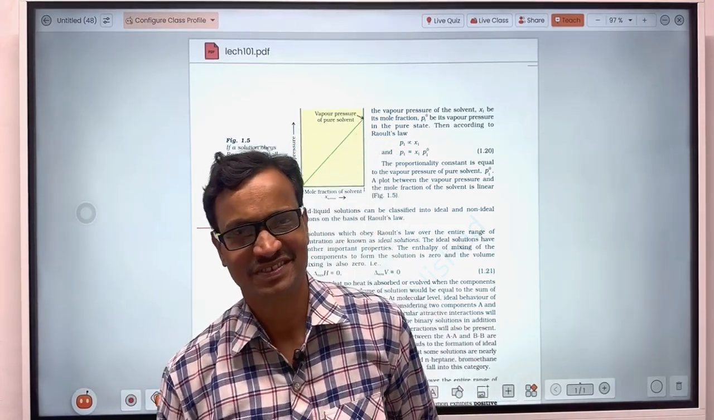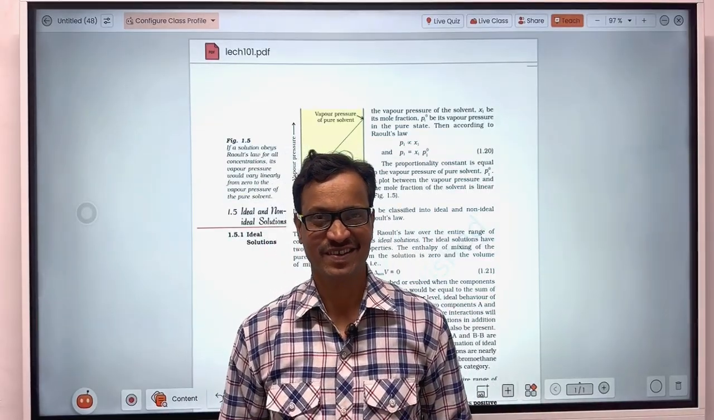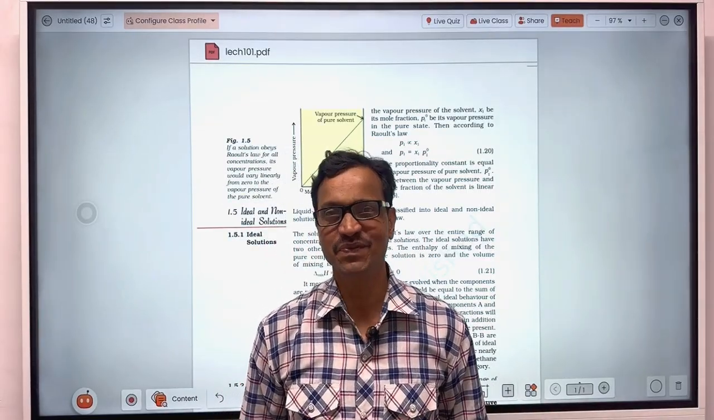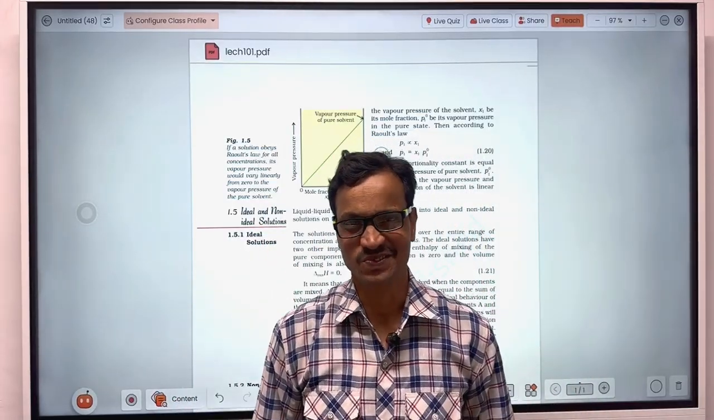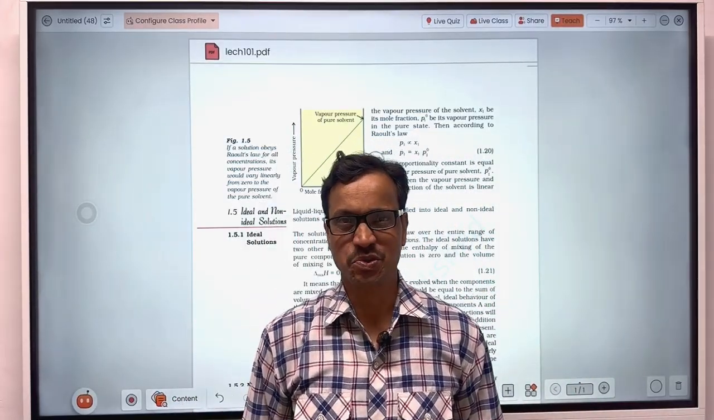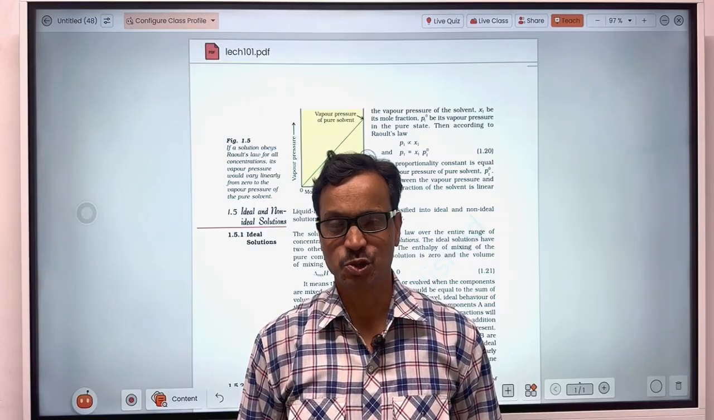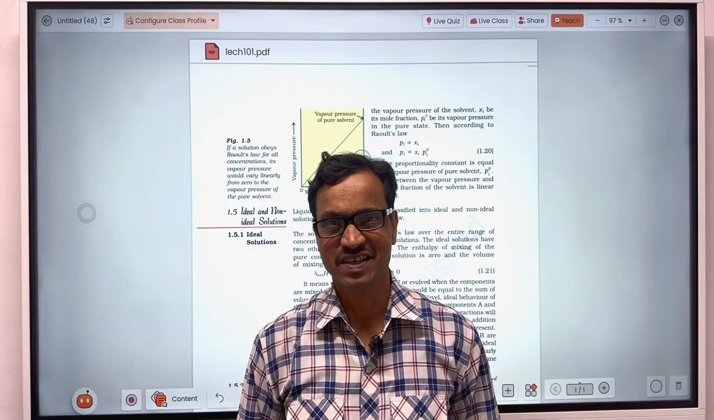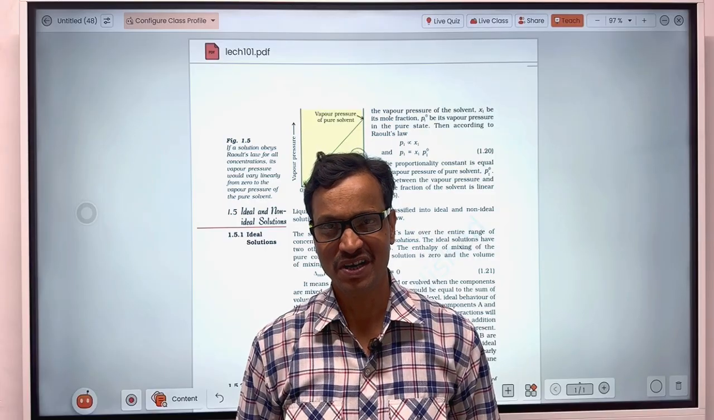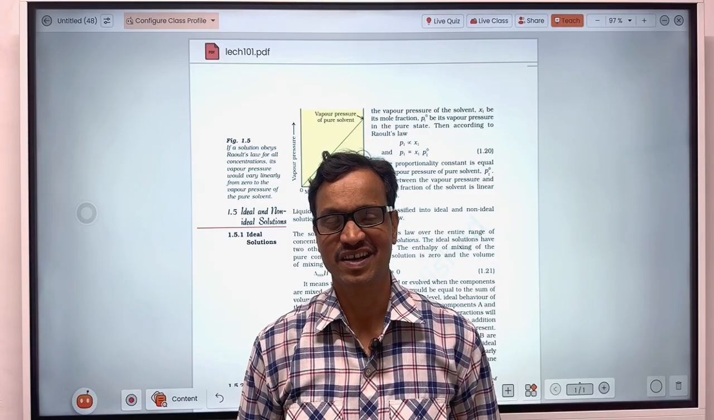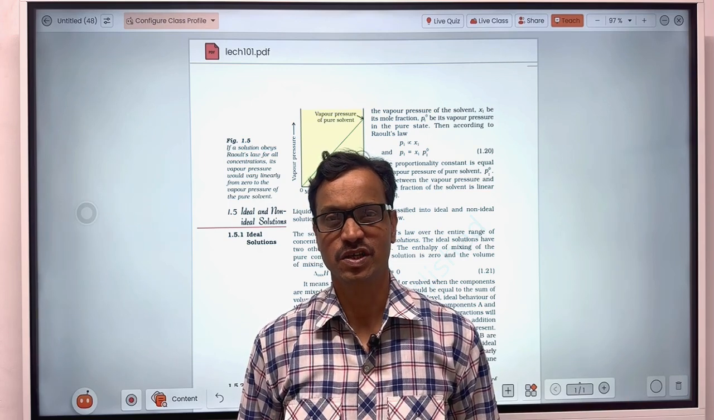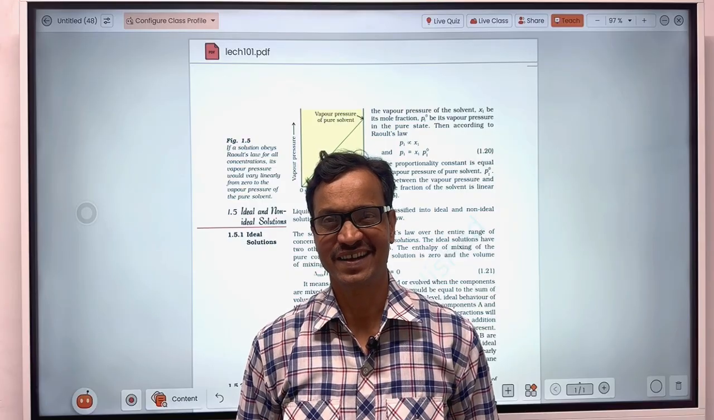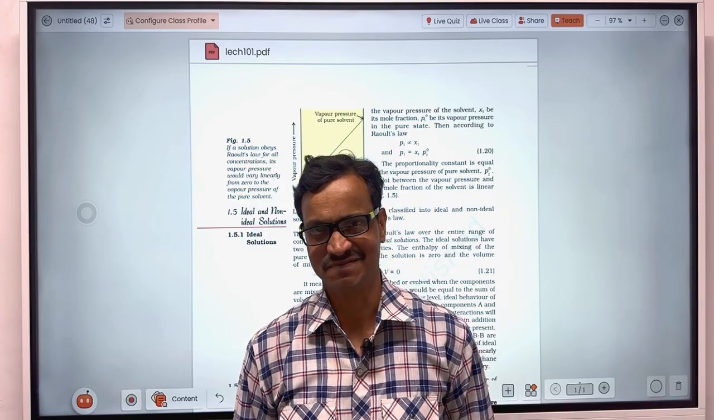What we have studied about ideal gas is that it obeys the gas law. In the same way here, for liquid in liquid solutions, the law is Raoult's law. So, an ideal solution is the solution which obeys Raoult's law over the entire range of concentration.